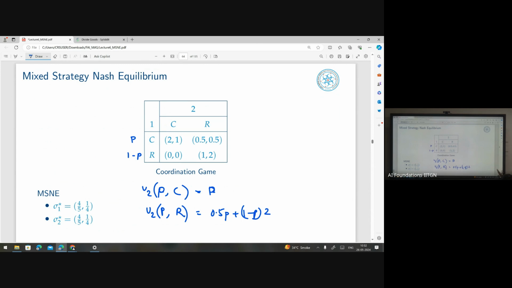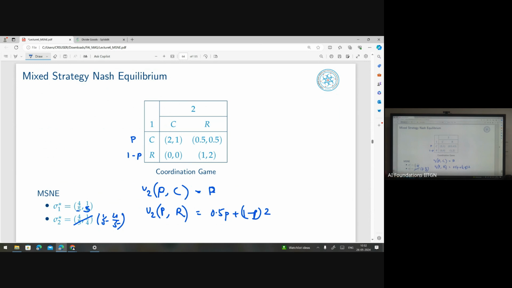So what is your mixed strategy Nash equilibrium in this case? So player 1 must play 4 by 5 and 1 by 5. Sorry. And player 2 must play 1 by 5 and 4 by 5. Right? So a mixed strategy Nash equilibrium profile is governed by these probabilities.